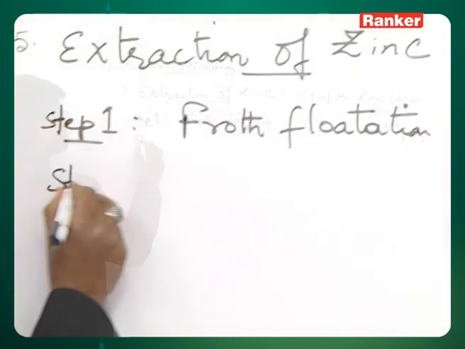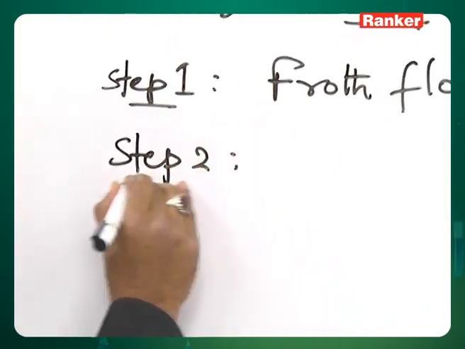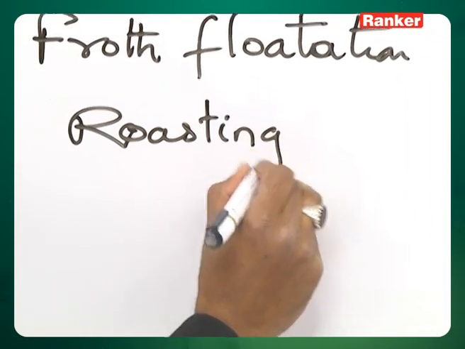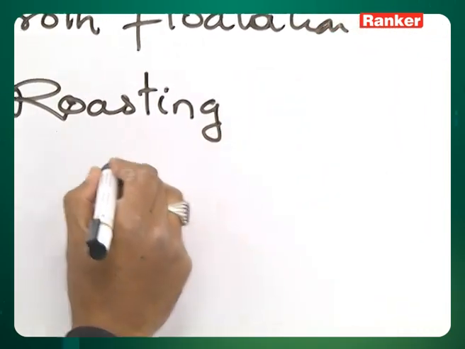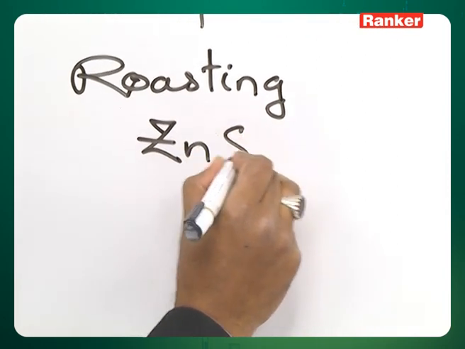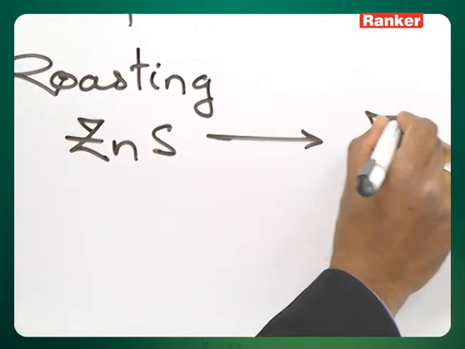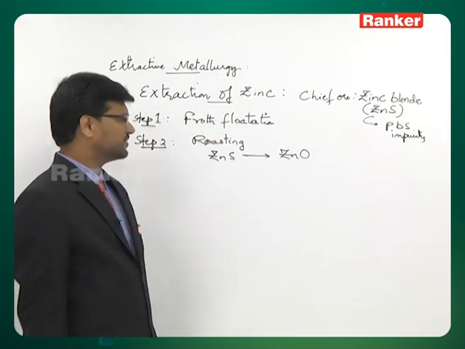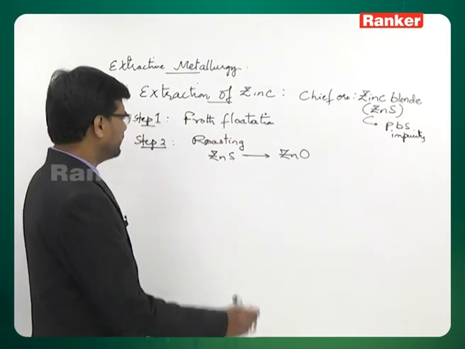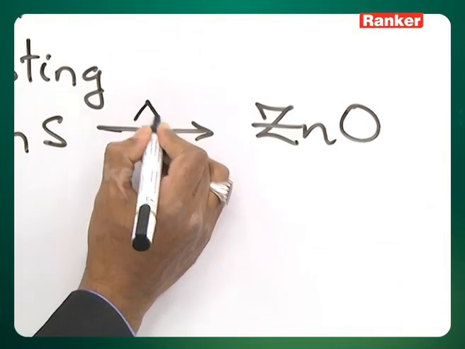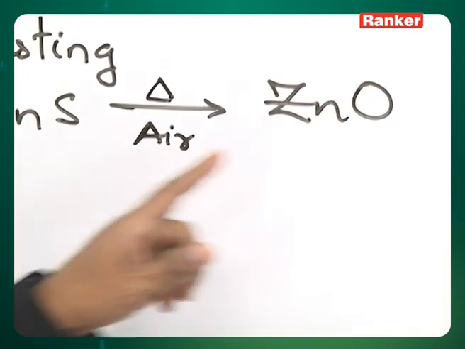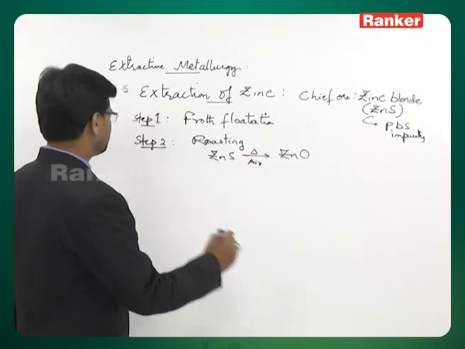Step 2 is roasting. Here ZnS changes to ZnO. ZnS is oxidized to ZnO. You know very well, roasting is heating in presence of air. Oxygen present in the air will oxidize ZnS to ZnO.